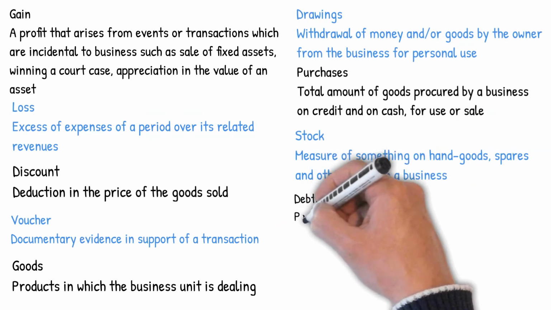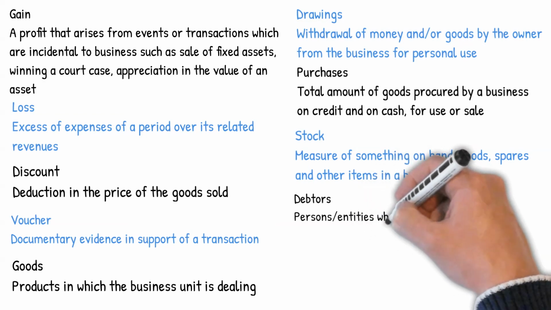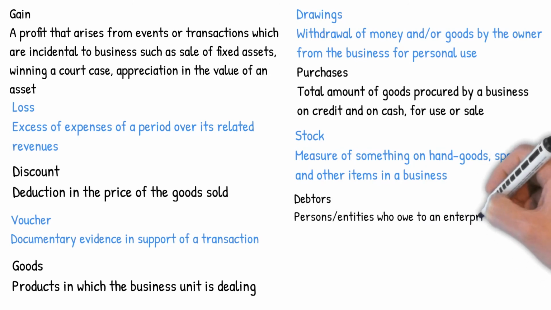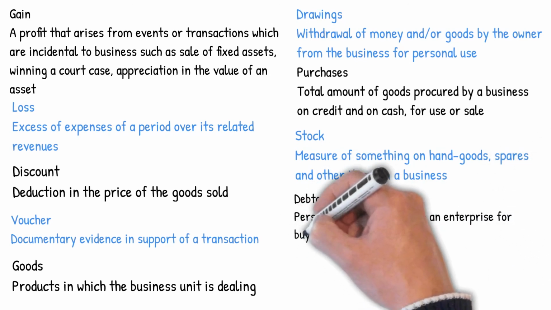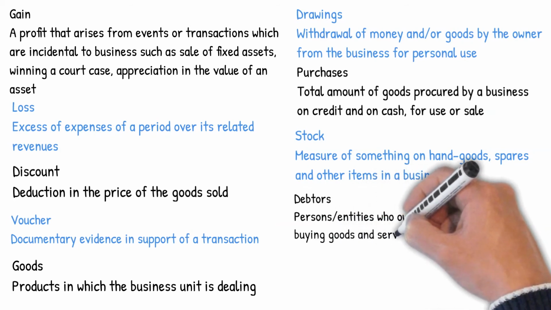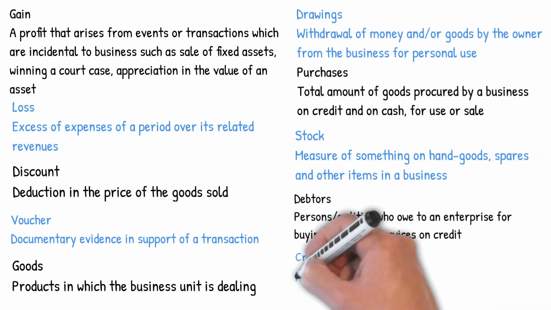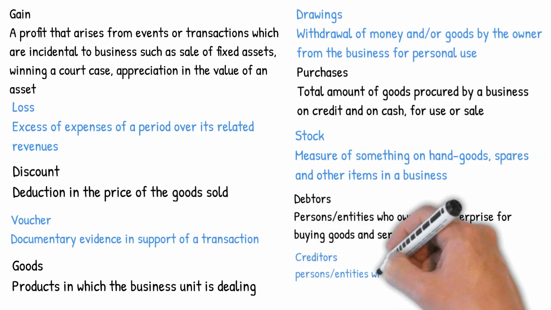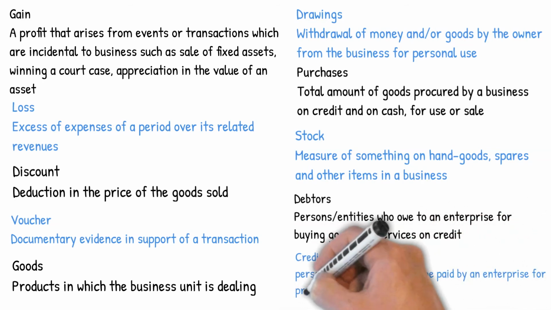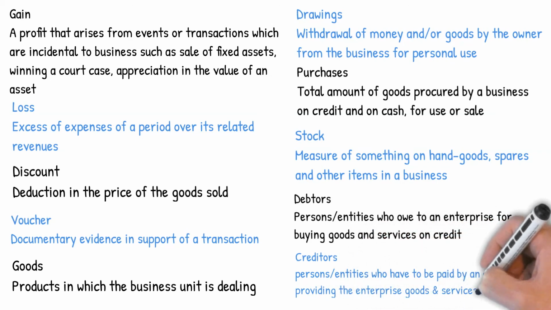Debtor. Debtors are person or other entities which owe to an enterprise an amount for buying goods and services on credit. The total amount outstanding against such person or entity on the closing date is shown in the balance sheet as sundry debtor on the asset side. Creditors. Creditors are person or other entities who have to be paid by an enterprise an amount for providing the enterprise goods and services on credit.